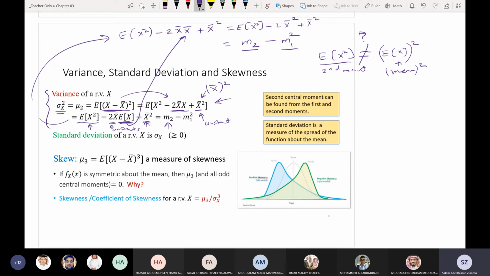So the variance equals, as you can see, the second moment minus the mean squared. This is the variance. Okay, guys? Now the standard deviation, as we mentioned, is the square root of the variance.